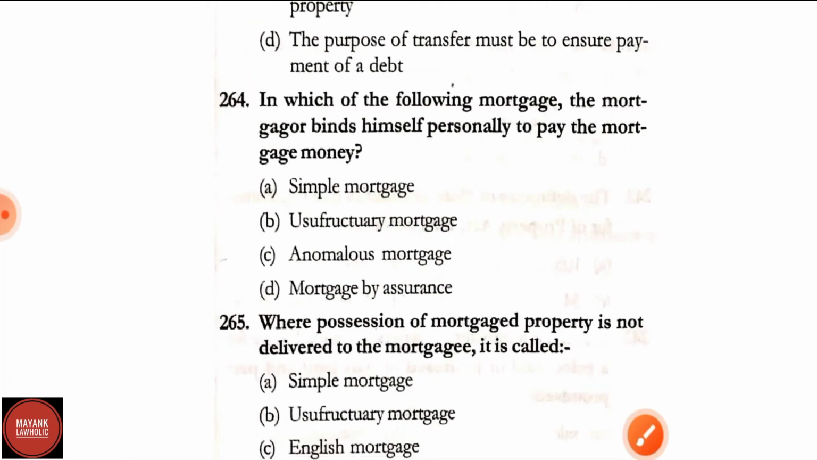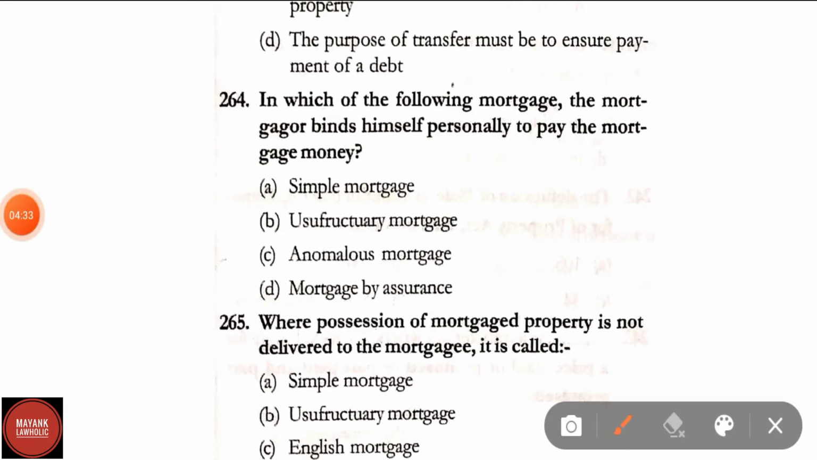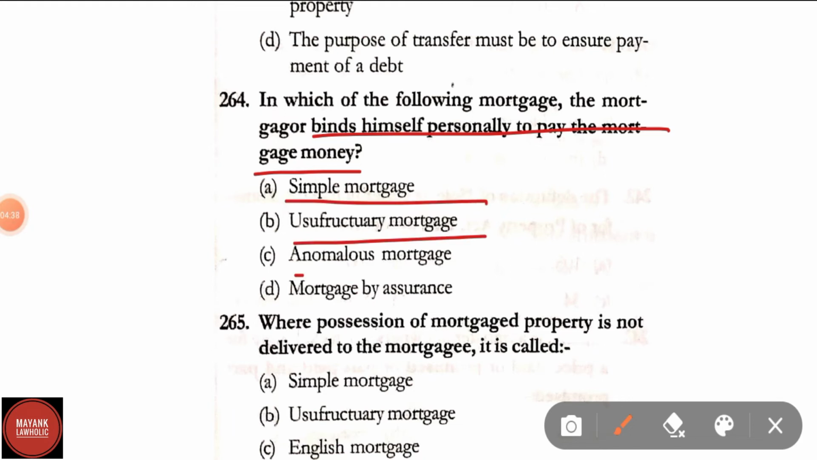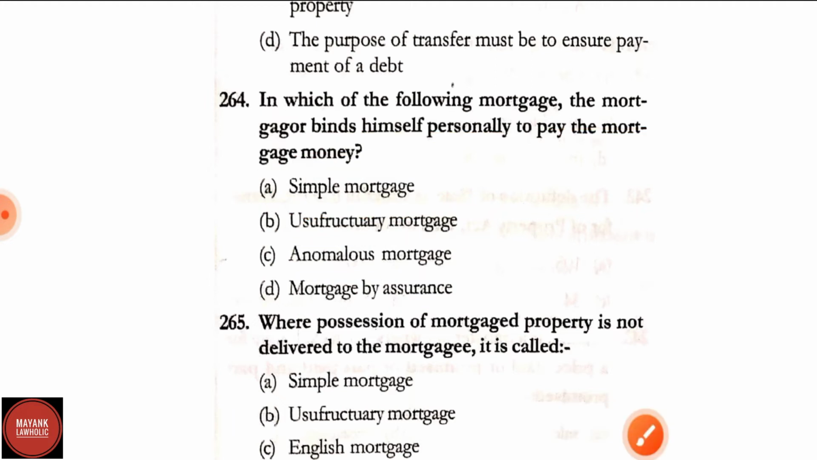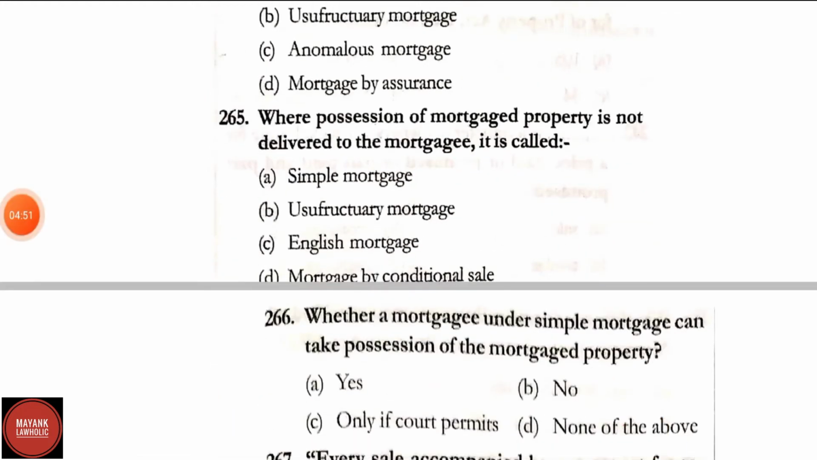Question number 264. In which of the following mortgages the mortgagor binds himself personally to pay the mortgage money? Options are simple mortgage, usufructuary mortgage, anomalous mortgage, mortgage by assurance. Correct answer is option A, that is simple mortgage. In simple mortgage, the mortgagor binds himself personally to pay the mortgage money. Question number 265.